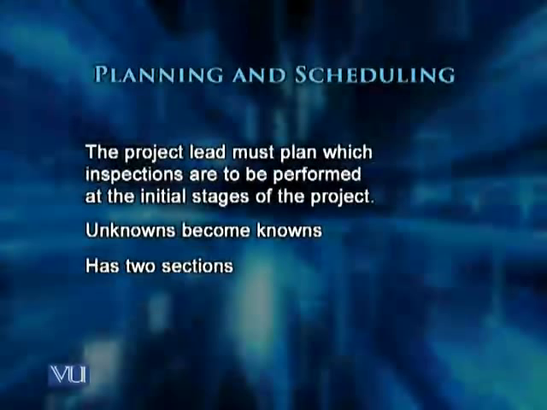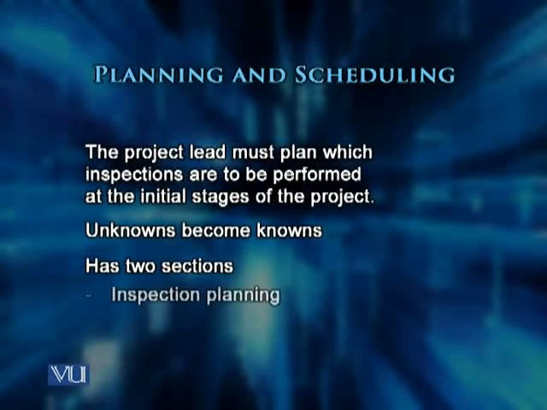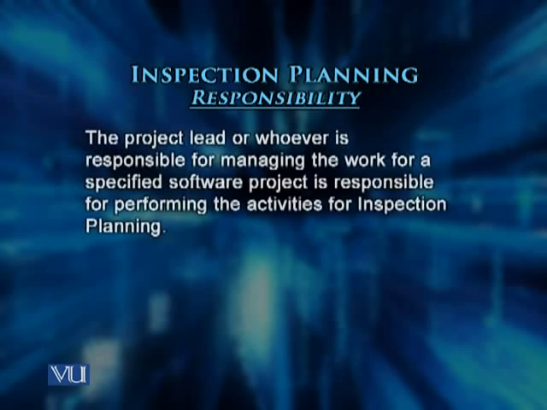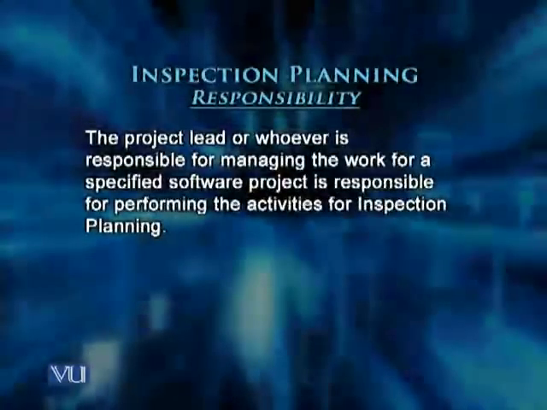The planning and scheduling activity has two obvious sections. One is the inspection planning section, and the second is the inspection scheduling section. And we will talk about them individually. So let's look at the inspection planning section. Who is responsible for planning an inspection? The project lead, or whoever is responsible for managing the work for a specified software work product, is responsible for performing the activities of inspection planning. So if you ask broadly who is responsible for inspection planning, I would say the project lead, or the project lead may designate this to an assigned inspection planner. That person is responsible for initiating the planning activities for the software inspections.